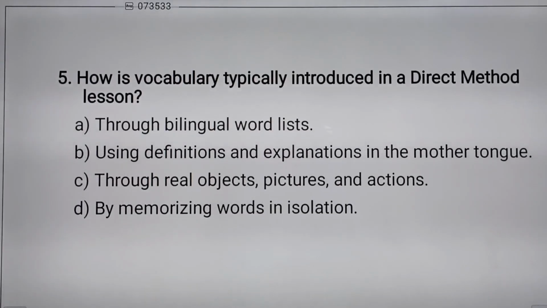Next, how is vocabulary typically introduced in a direct method lesson? A. Through bilingual word lists. B. Using definitions and explanations in the mother tongue. C. Through real objects, pictures and actions. D. By memorizing words in isolation. The right answer is C. Through real objects, pictures and actions.